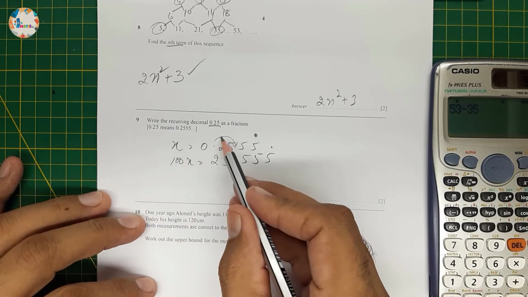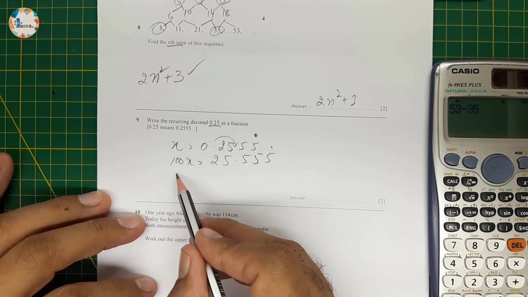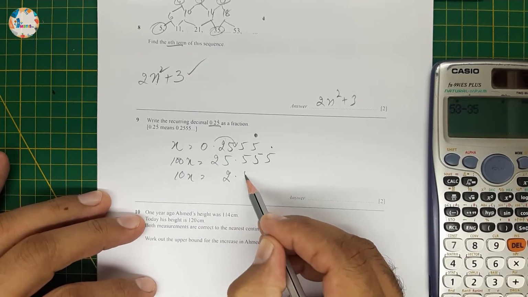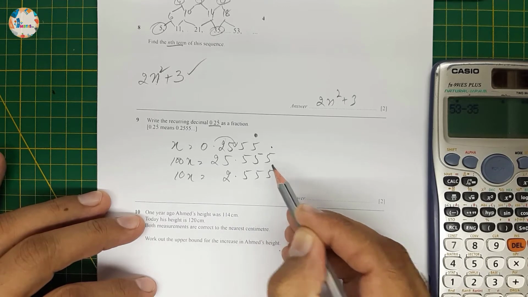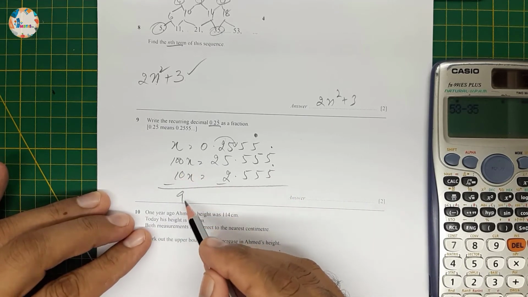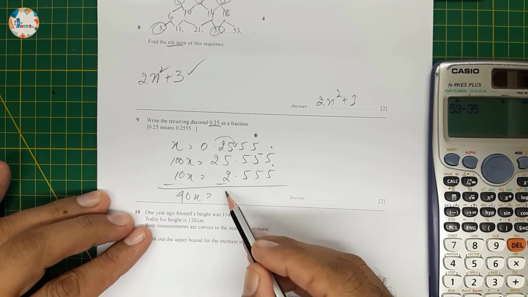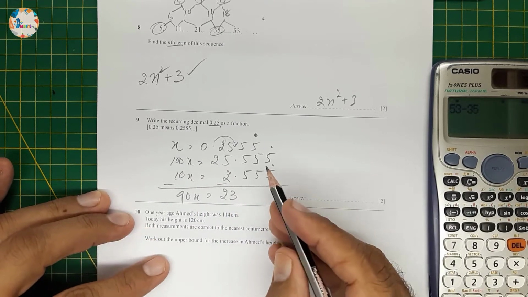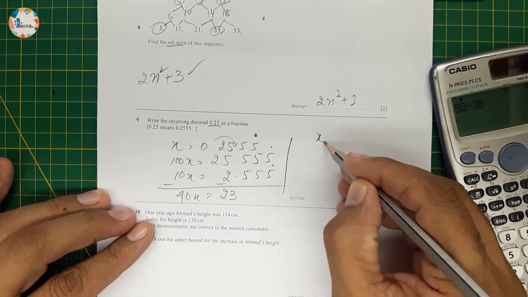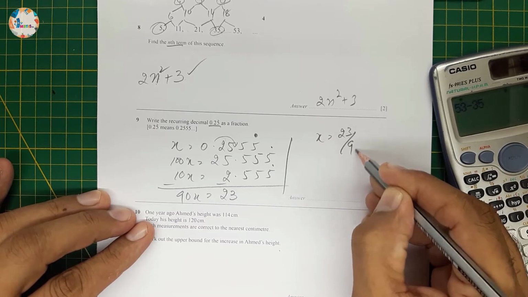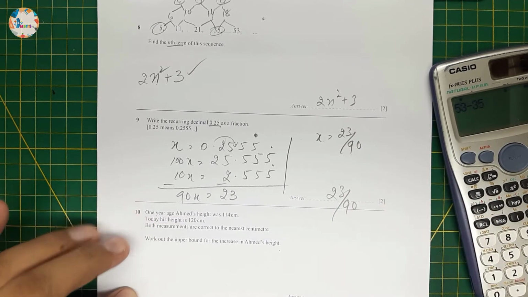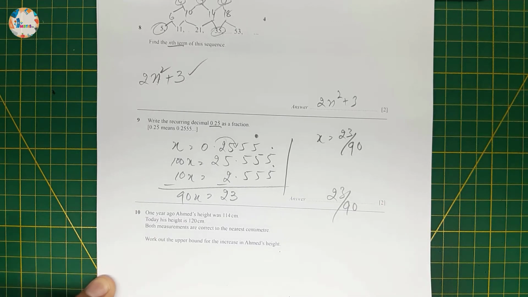Then we can shift this after one decimal place, so we can write 10x. So 10x will be equal to 2.555 recurring, and now we can subtract. After subtraction, this will be 90x is equal to 23. So x is equal to 23 over 90. So our answer will be 23 over 90. This is done.